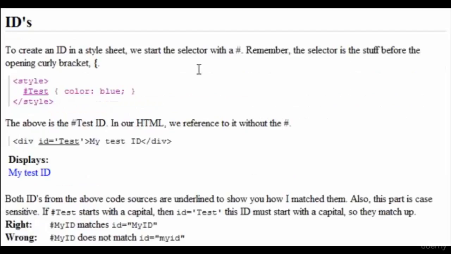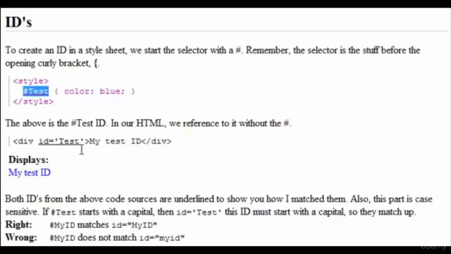IDs. To create an ID in a style sheet, we start the selector with a number sign. Remember that the selector is the stuff before the opening curly bracket. So this here would be your selector. Because we have a number sign in front of it, that would make this selector an ID.